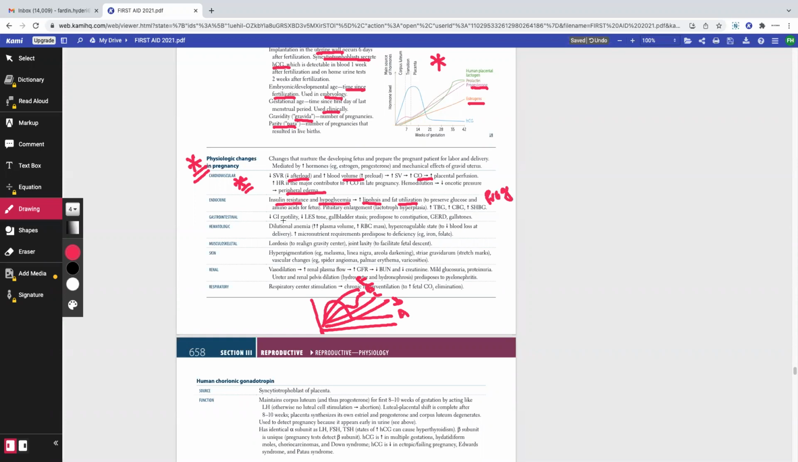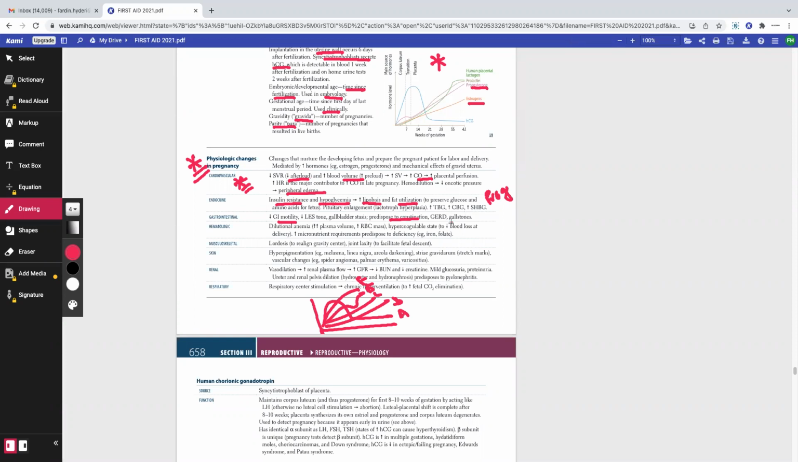Next one is GI motility. Motility will decrease, and this predisposes to constipation because if there's uterine enlargement, it can press on the large intestines, and a lot of mothers will be prone to develop constipation and problems related to constipation. There could be diverticulosis, there could be anal fissures, right? And different sorts of problems.